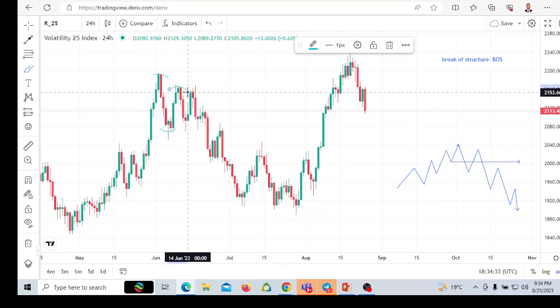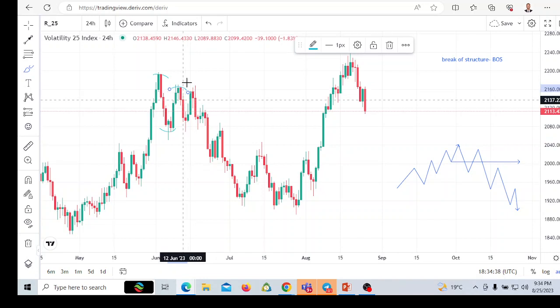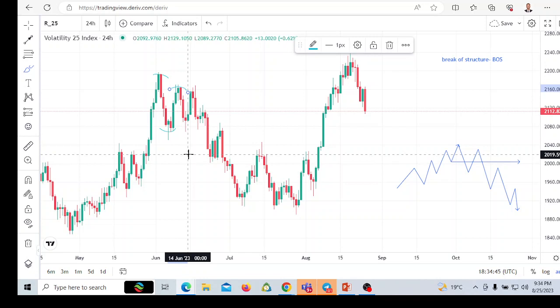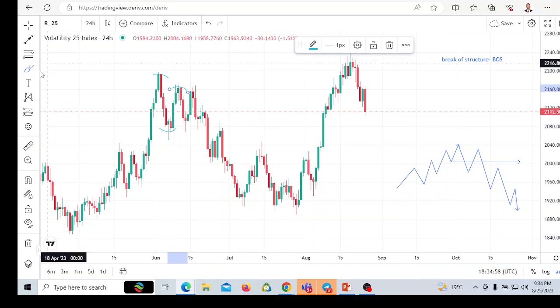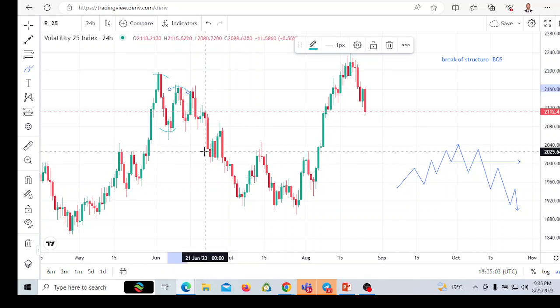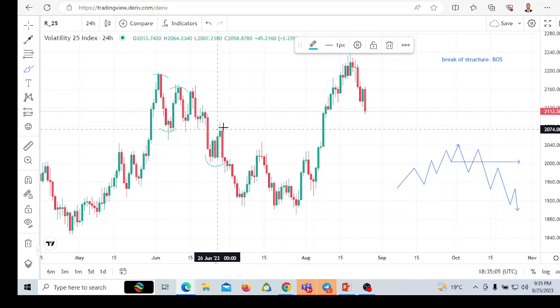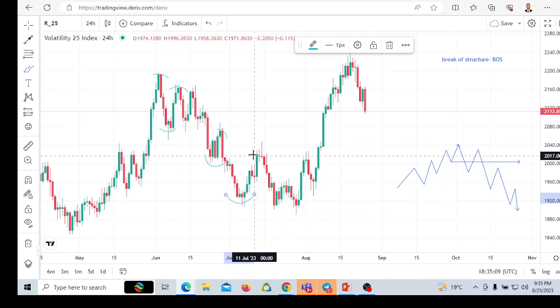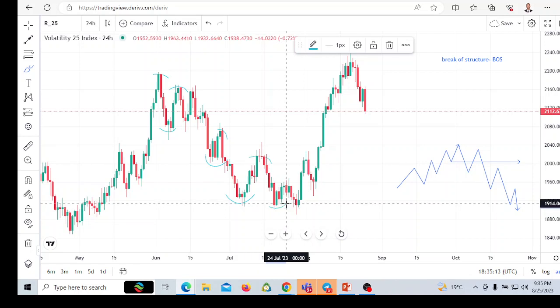Then price gave us this one. So here, we don't have structure. The reason why we don't have structure here is this one did not close below this one. Do you remember the consolidated market or the ranging market? So we had a ranging market here. The structure is not clear. So this was the next low. Then price gave us this, then that, then this, then this one, and then this one.